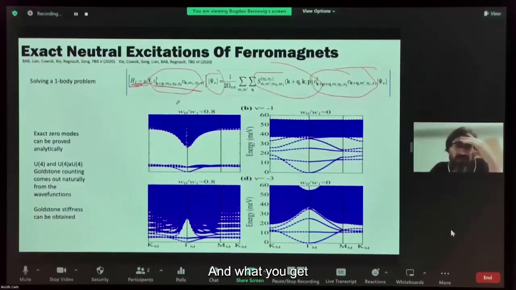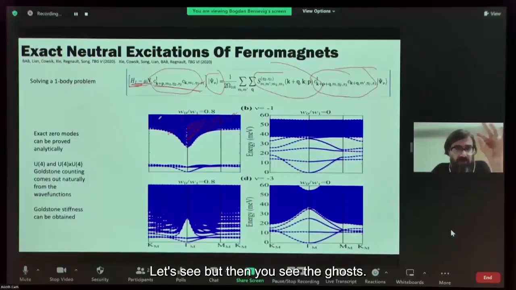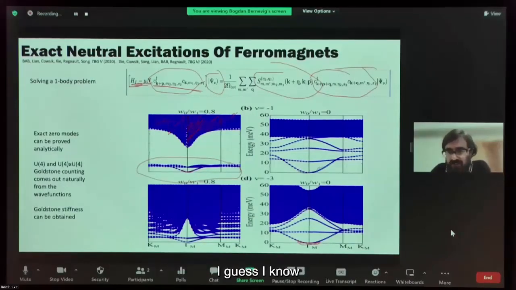Okay. So it's a very nice spectrum, and what you get in this case is this particle-hole continuum, and because of the dispersion, the particle-particle continuum is going to be very dense. But then you see the Goldstone modes now, and this is how you know that these states are ferromagnets. So this is a Goldstone mode in the neutral sector, and you can see clearly the Goldstone stiffness. Okay, it's also related to the quantum properties of these bands, etc.